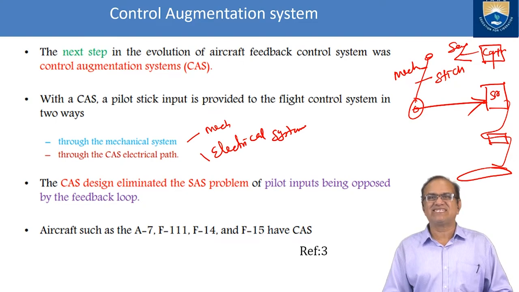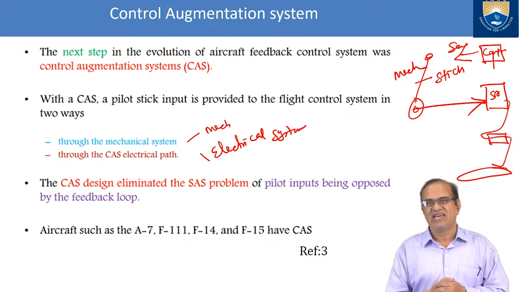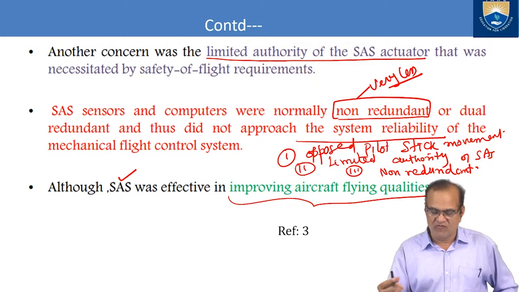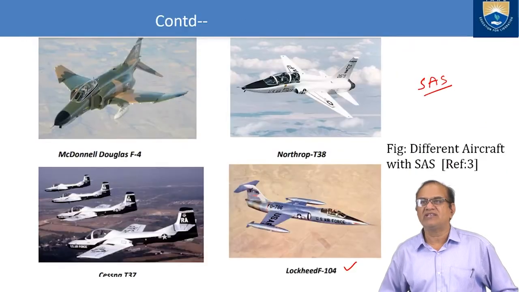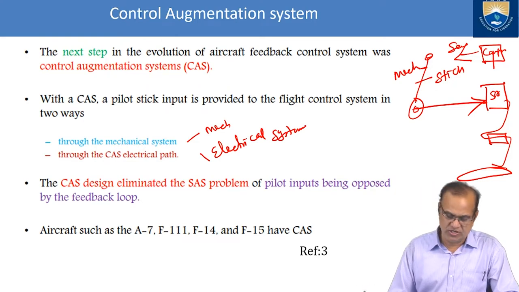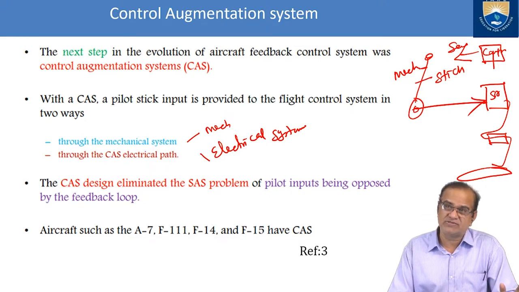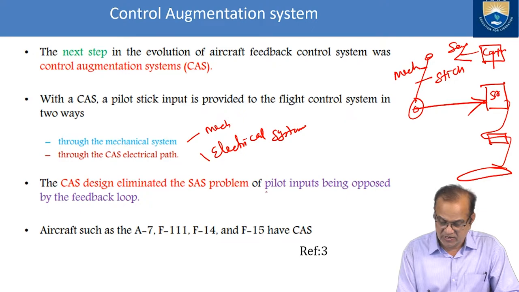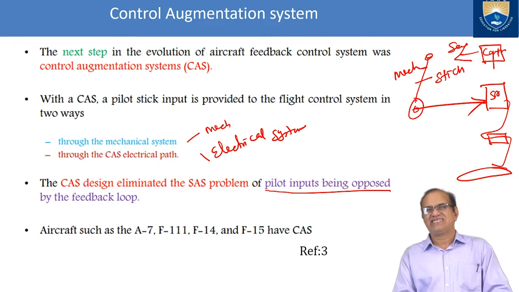So, the CAS design eliminates the SAS problem. We have seen that there are three problems in SAS. I think you remember. I have written here, if you see. First problem was opposed pilot stick. Second problem was limited authority of SAS and non-redundant. So these are the three problems, and the CAS design eliminates them. What are the SAS problems? The pilot input being opposed by the feedback loop. This feedback loop which opposes the pilot is eliminated in this CAS system.